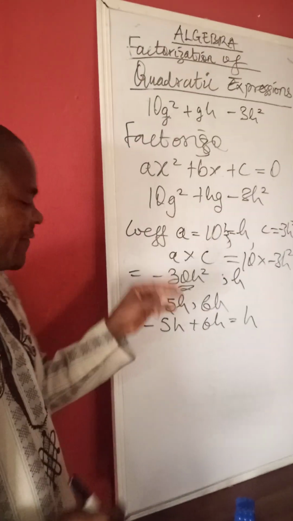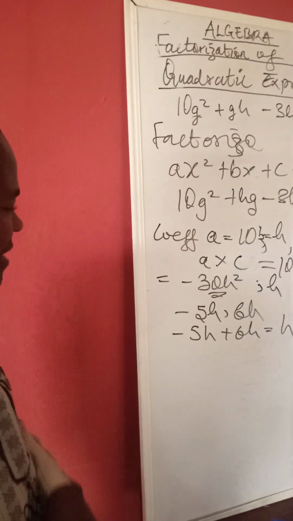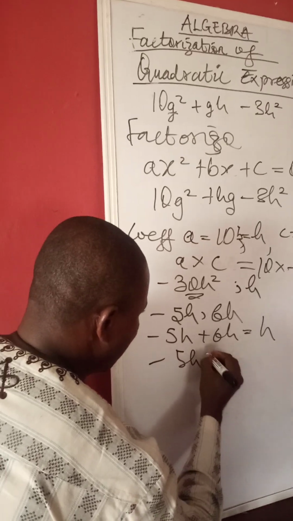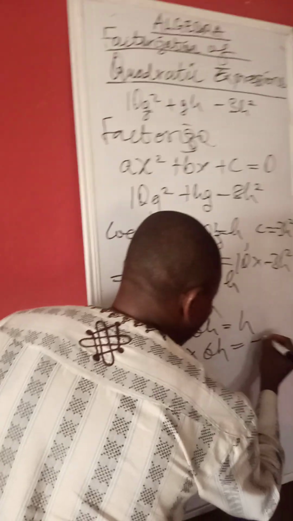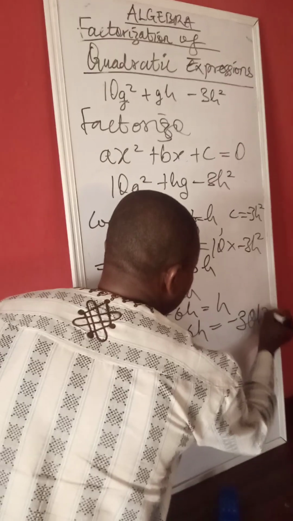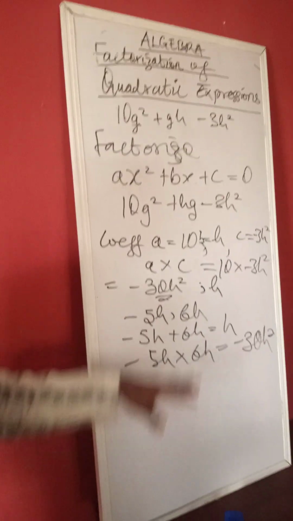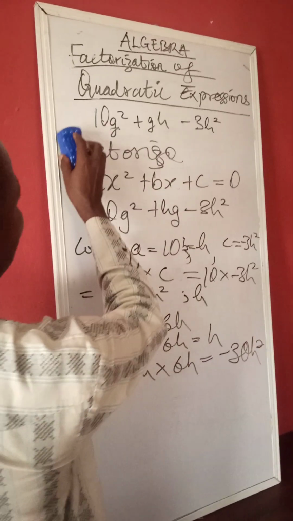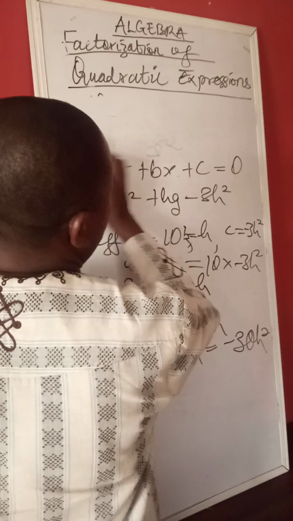What about if I multiply them? I'm going to have minus 5h multiplied by 6h, and that comes out as minus 30h squared. So these two factors have met the two conditions. Quickly, you are now going to see the beauty of our quadratic expression.